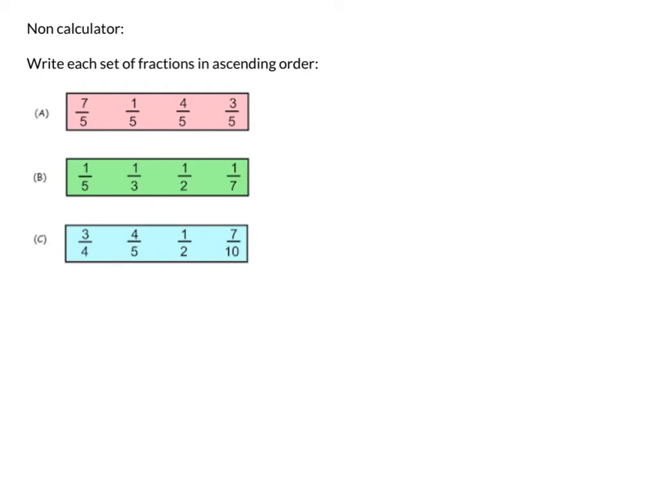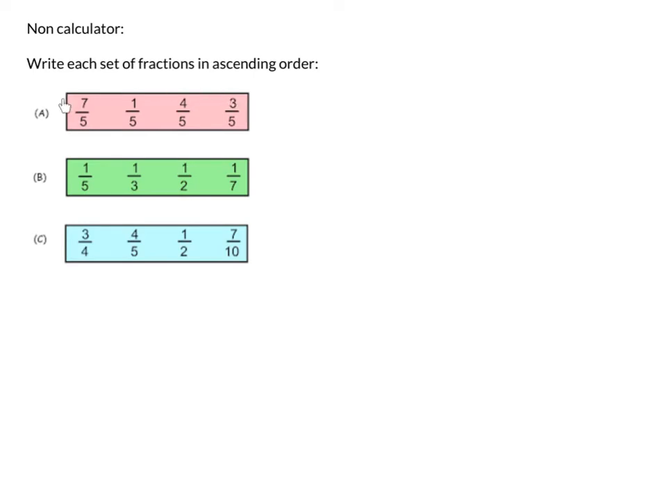Quick video here on comparing fractions. Here I've got three lists of fractions, and I'm going to put them in ascending order. I want to put them in order from smallest up to largest.